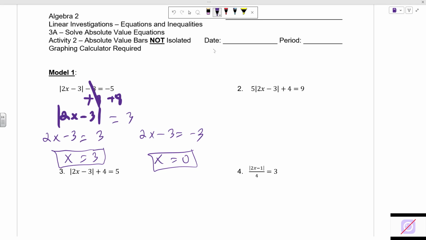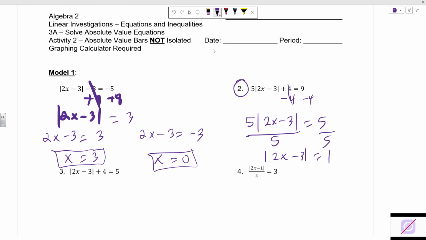So for problem number 2, this is multi-steps. You have to do two things to get the bars by themselves. You have to get rid of that 4 first. So then you have 5 times absolute value, 2x minus 3 equals 5. Divide by 5. And then you get absolute value, 2x minus 3 equals 1. And now the bars are by themselves.